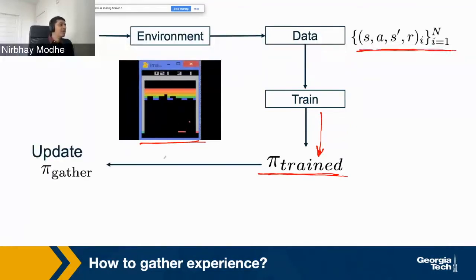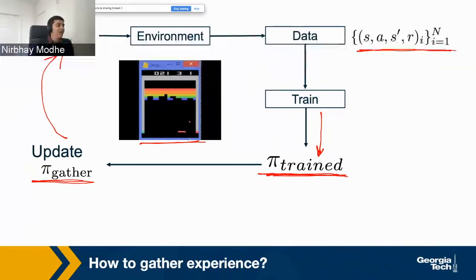And now what I can do is that with this trained policy, I can overwrite my pi gather and say that I'm going to replace it with pi trained. So with the data I just gathered, I have improved my policy by doing a greedy estimation of the Q function which I just learned. And I'm going to put this new policy back into the environment and tell it to gather more data with this improved policy. And as this loop goes on, you saw in the video that the policy got better.